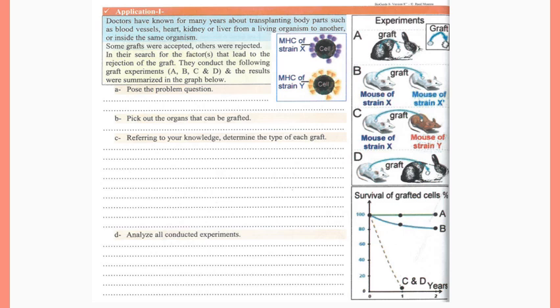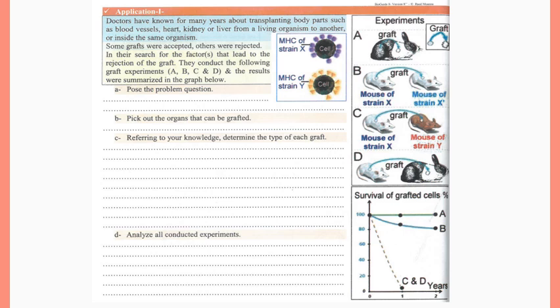Doctors have known for many years about transplanting body parts such as blood vessels, heart, kidney, or liver from a living organism to another or inside the same organism. Some grafts were accepted, others were rejected. In their search for the factors that lead to the rejection of the graft, they conduct the following graft experiments A, B, C, and D, and the results were summarized in the graph below.